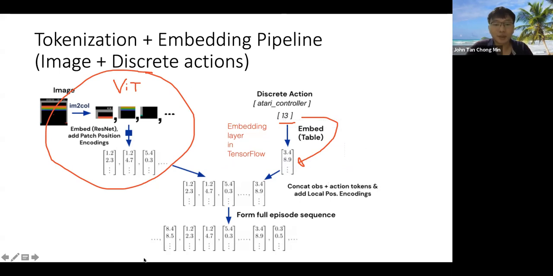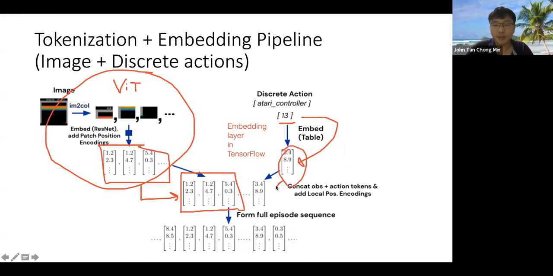After that, we concatenate all these things together. So this part here comes from the image, and this part here comes from here. Then we have another part here that comes from the discrete action. And then we also need to add in local position encoding. Later I have a slide to show you this. But the idea is you concatenate your image and your action, and then out comes the sequence. So this is how the sequence is embedded for image.